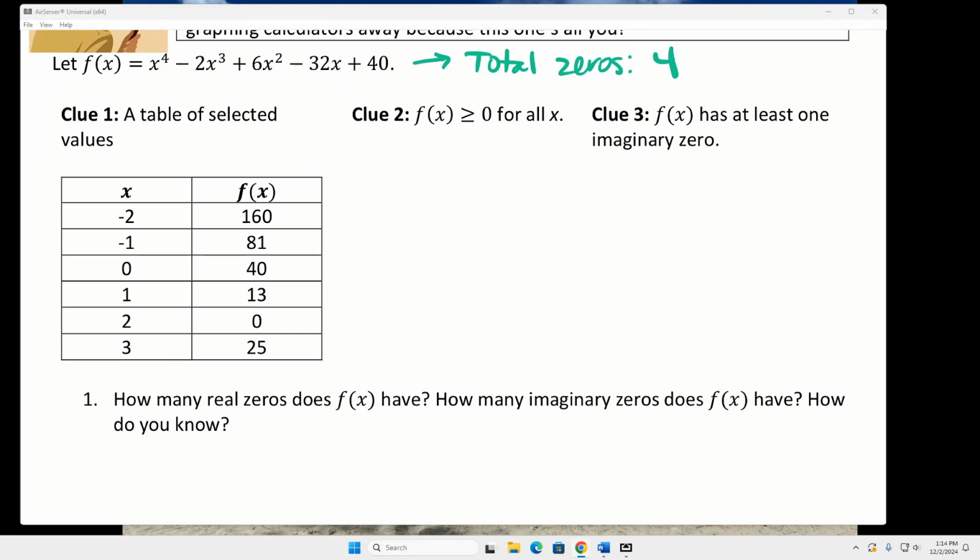Now, if there's a repeated zero, you count it multiple times. So like if 3 was a zero with a multiplicity of 2, you would count that as 2 zeros to give our total of 4. So that actually comes up in this question.